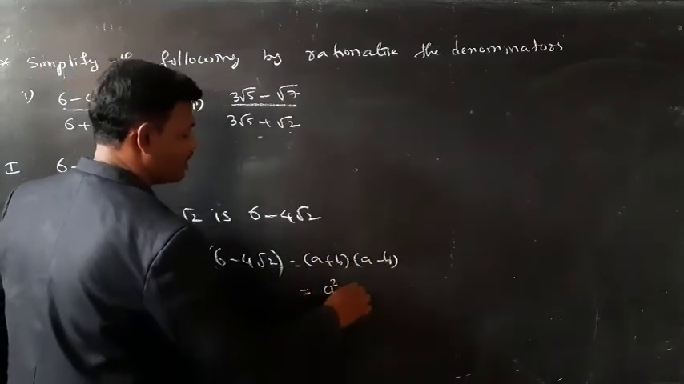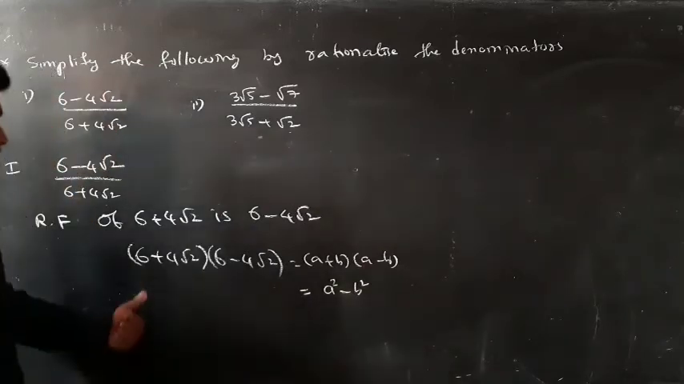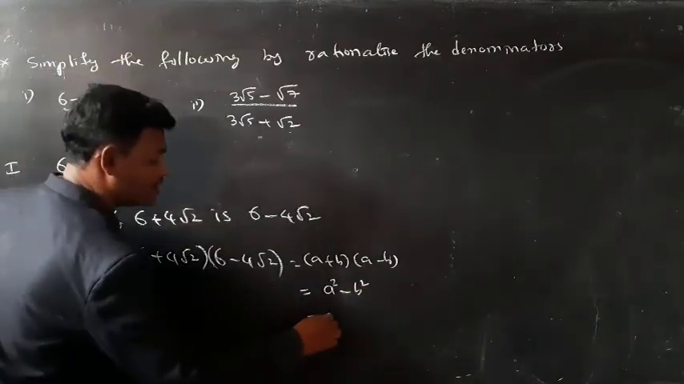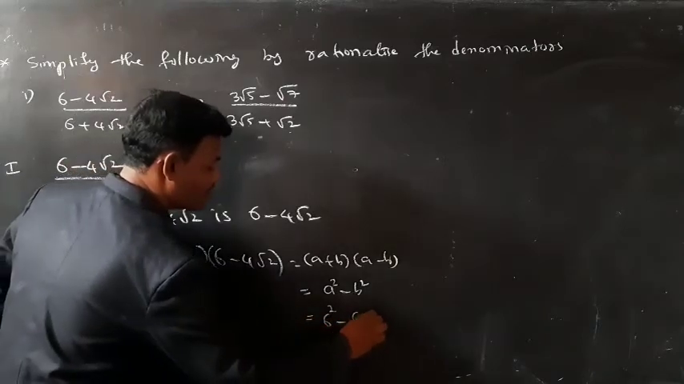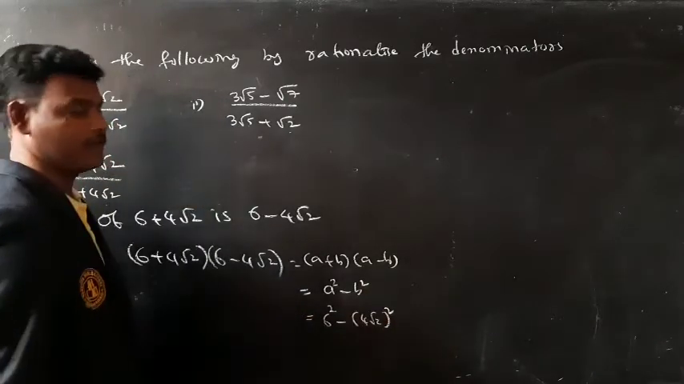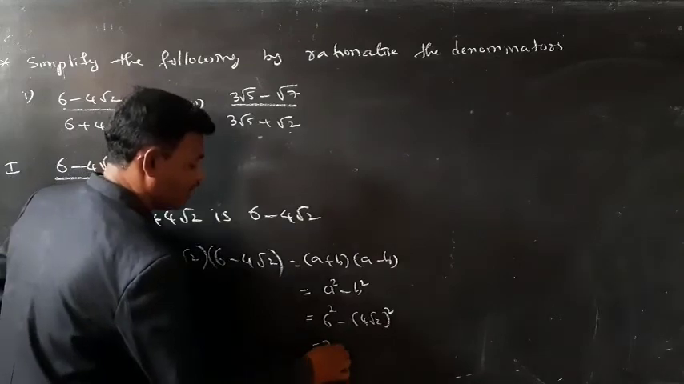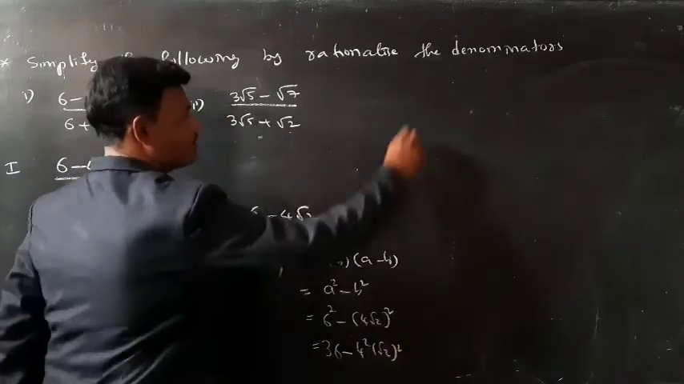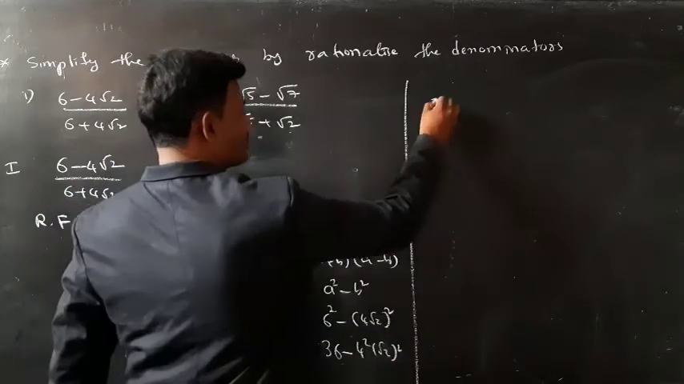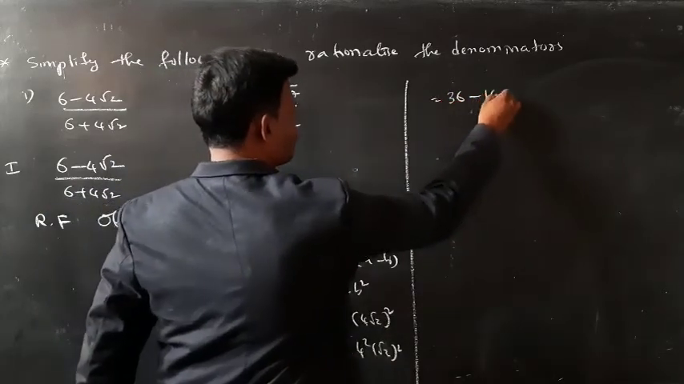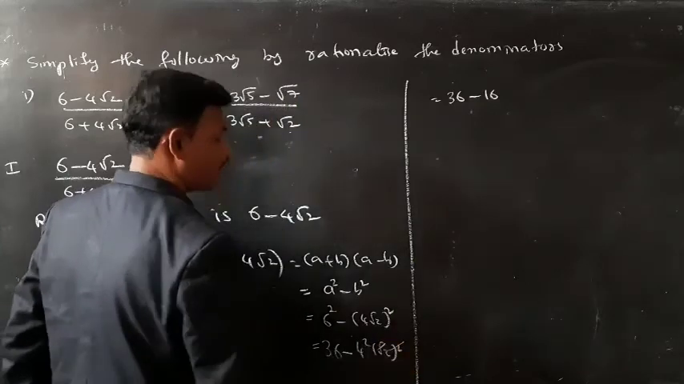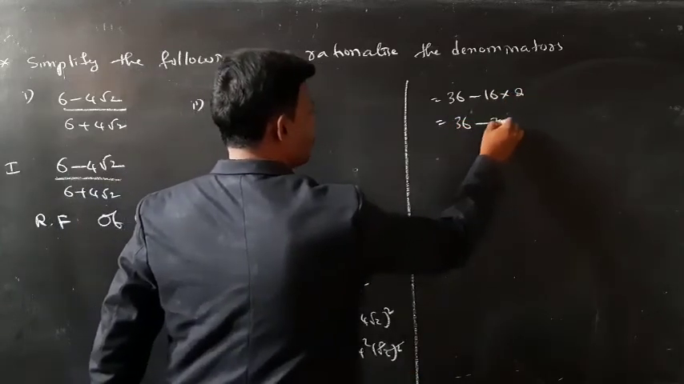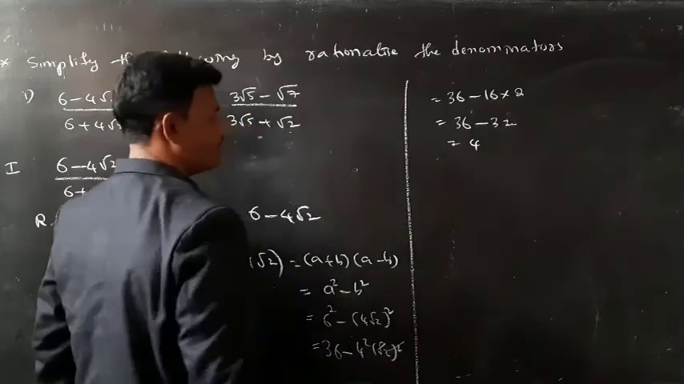What is the formula here? a square minus b square. a is nothing but 6 and b is nothing but 4 root 2. a square means 6 square, minus b square means 4 root 2 whole square. 6 square we can write 36, minus 4 square into root 2 whole square, is equal to 36 minus 16 into 2. Is equal to 36 minus 32, is equal to 4.